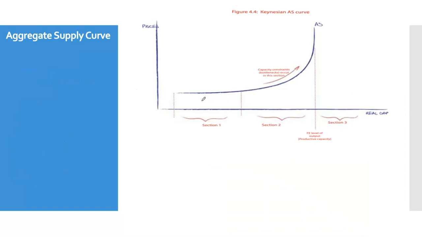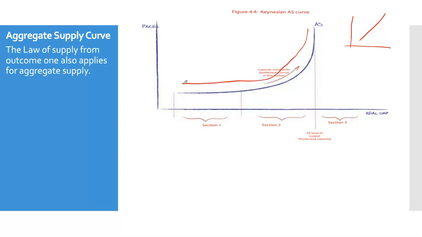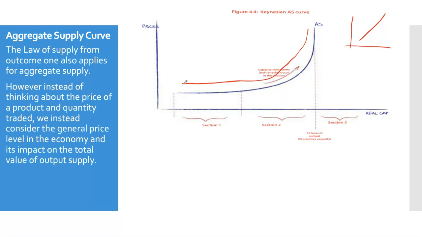And this is where we get suddenly introduced to what we call the aggregate supply curve. And I hope the first thing you're noticing is it looks different to most supply curves, which goes up, but in a straight line. Our aggregate supply curve looks a bit like an arm with an elbow. It is curved. The law of supply, however, still applies. However, instead of thinking about the price of a product and quantity traded, just like aggregate demand, our axes are going to be general price level and real GDP.